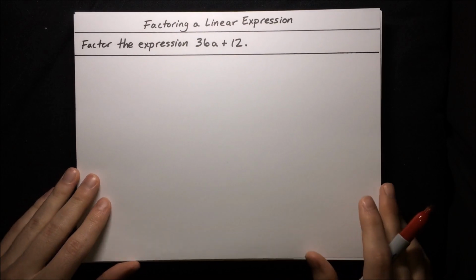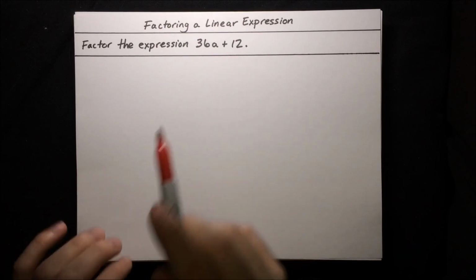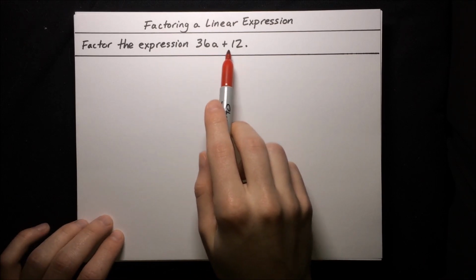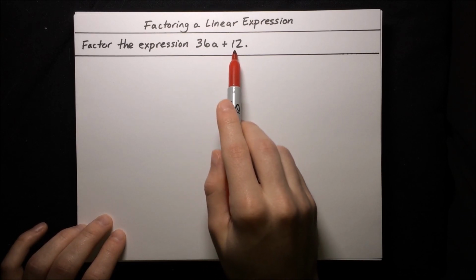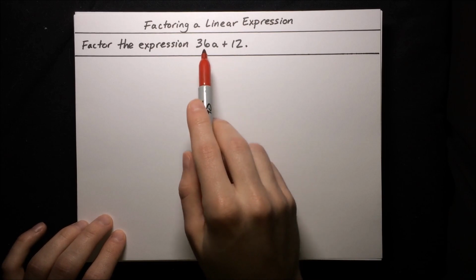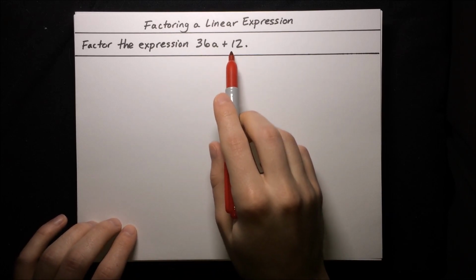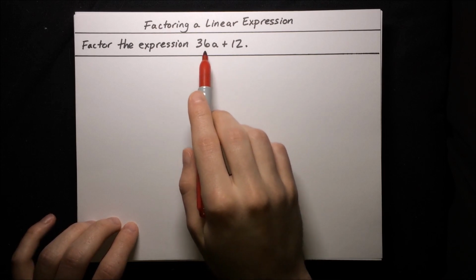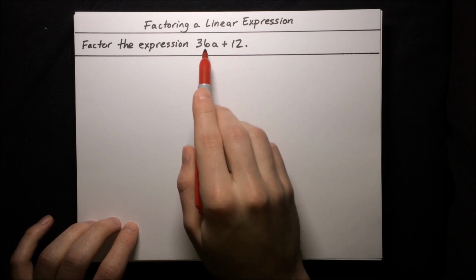Alright, now let's do some factoring. Let's factor the expression 36a plus 12. So remember, in factoring, we want to pull out a common divisor of both of these terms. Actually, we want to pull out the greatest common divisor. So what is the greatest common divisor of 36a and 12? Remember, the greatest common divisor of these terms is the largest expression that will divide both of these terms with no remainder. So a won't be included in our greatest common divisor. We'll just have a constant.